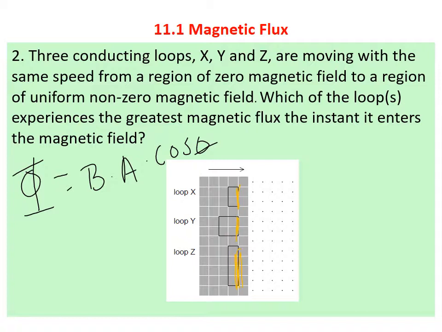Is there a difference in the angle for X, Y, Z when they enter the magnetic field? Is there a difference between the field direction and the direction of the normal to the plane of these areas? So you need to decide. And maybe they're all the same. Maybe there's one that has a greater magnetic flux the instant it enters this magnetic field.